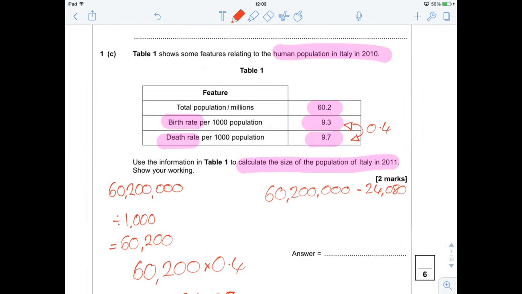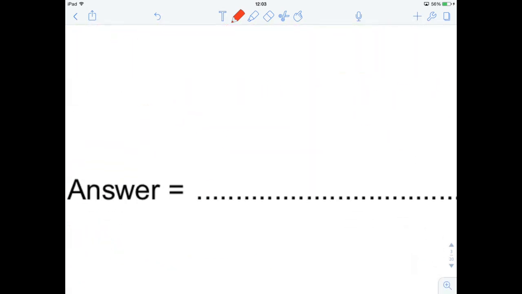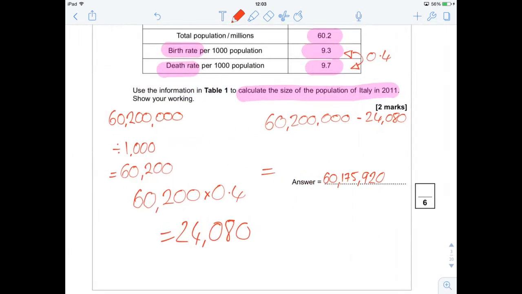And that gives us our answer, which should be, if I do the maths correctly, 60,175,920. There we go. Full marks on that first question, 6 out of 6. A nice beginning to the paper.